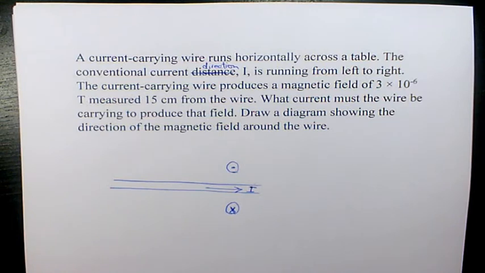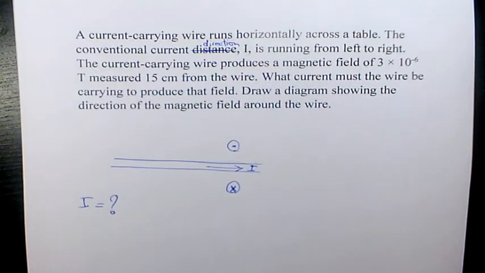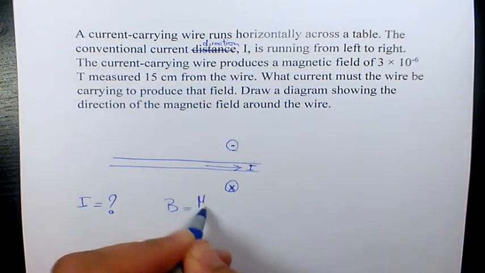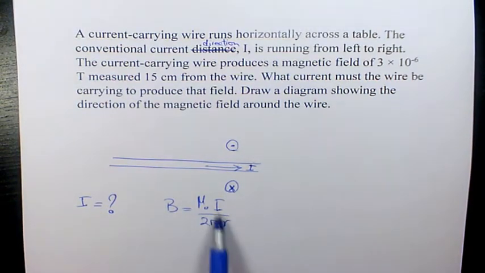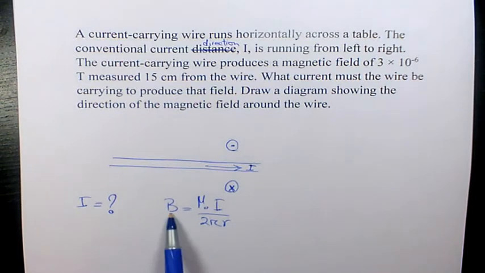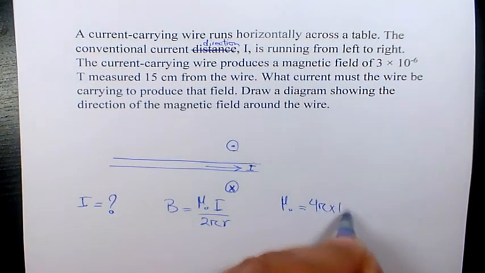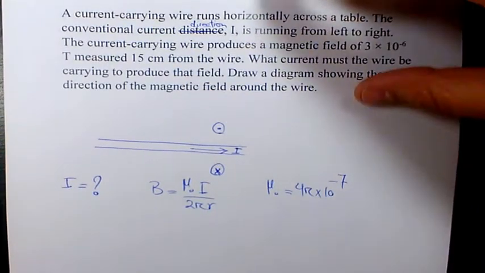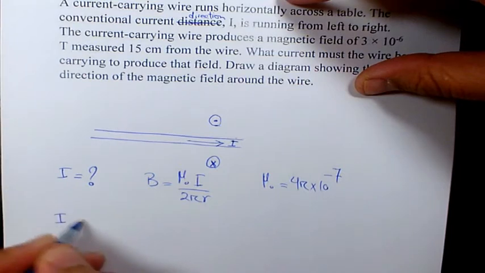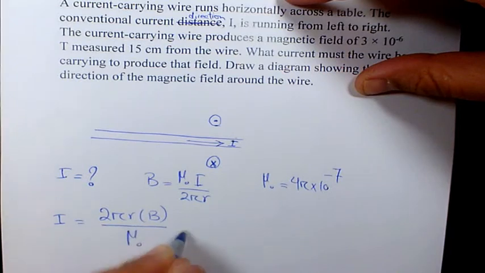And if you want to find out the current, we need to use Ampere's Law, which is B equals mu naught times I divided by 2 pi R. I is the current, R is the radius, and B is the magnetic field strength. And mu naught is a constant, equal to 4 pi times 10 to the power of -7. So I will be equal to 2 pi R times B divided by mu naught.